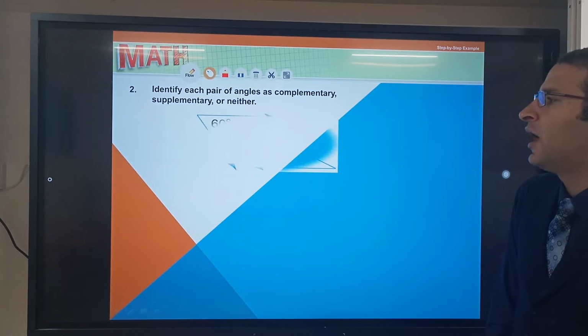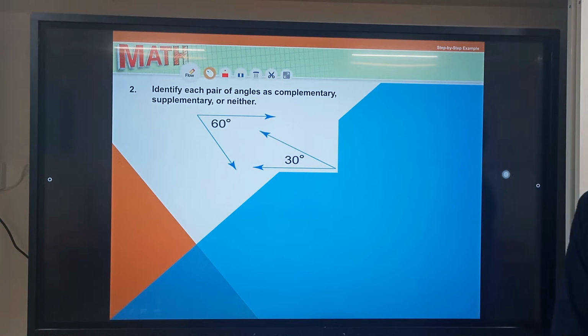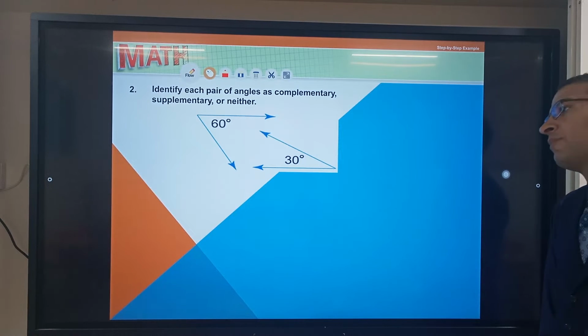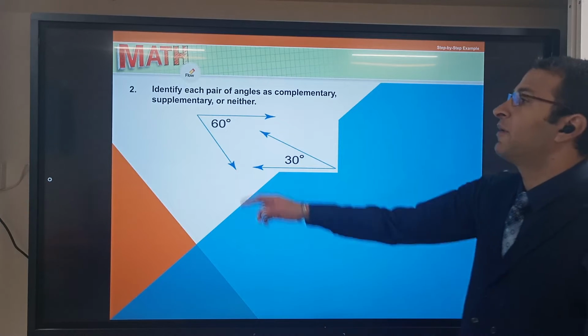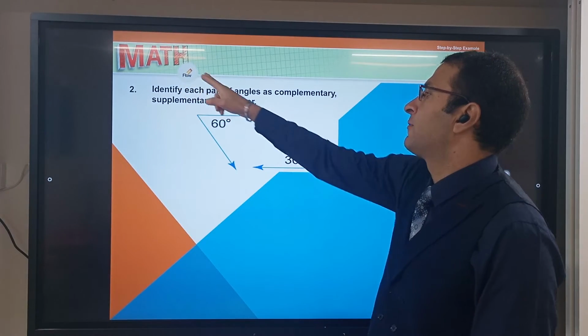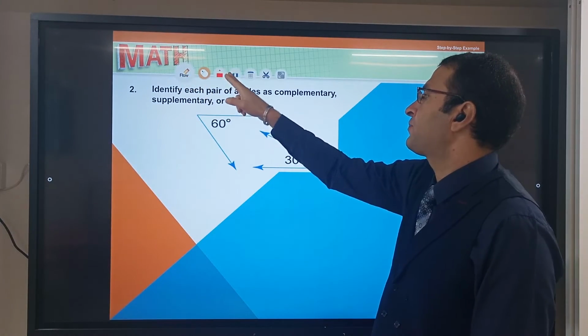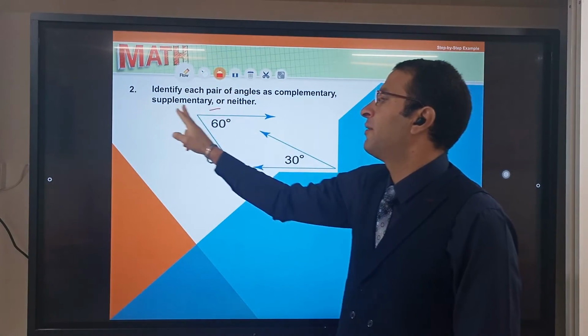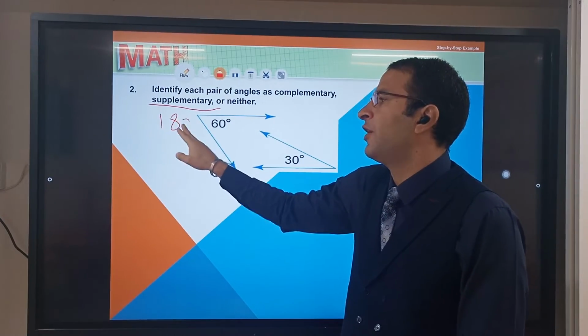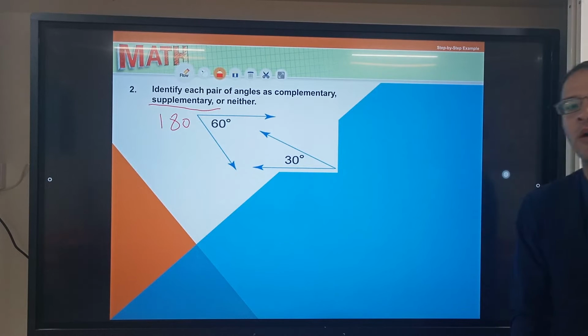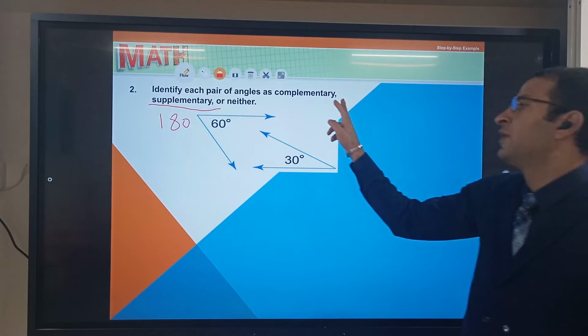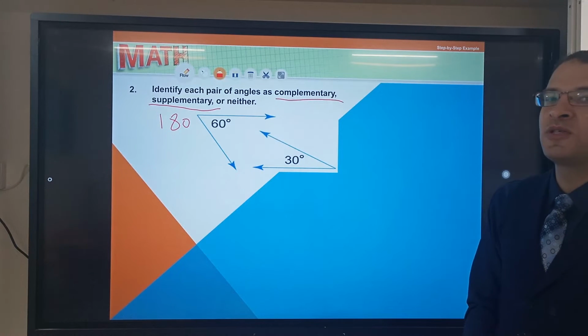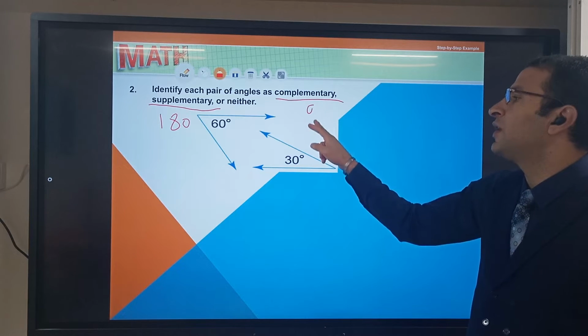Another example, identify the type of the angle, okay? I need to know the meaning of the words supplementary and complementary. The supplementary here means the sum is equal to 180. If you have two angles whose sum is equal to 180, they are called supplementary. If you have two angles whose sum is equal to 90, they are complementary.